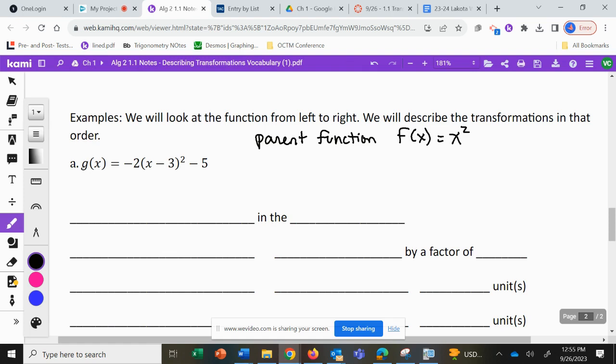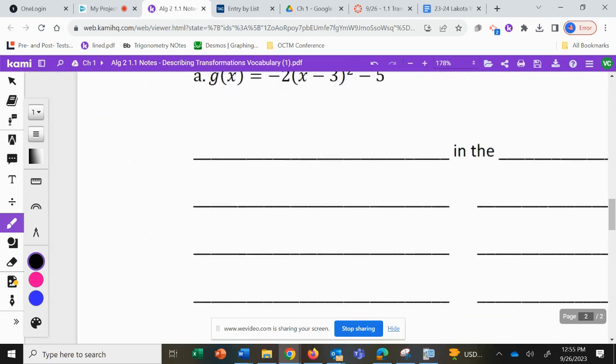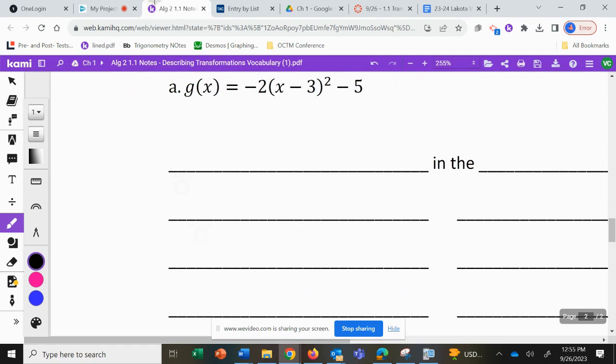So the very first thing when we go to the left of this equation, the very first thing we come to is that negative sign. So I'm going to talk about the negative sign first. Then I come to the 2. And is that 2 being added, subtracted, multiplied? What's happening with that 2? That's a multiplication because it's next to a parenthesis with no sign. So we should know that's multiplication.